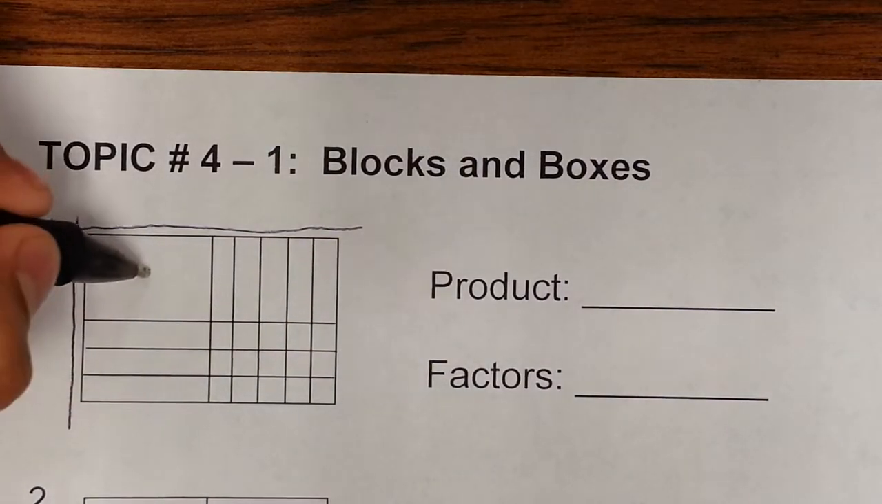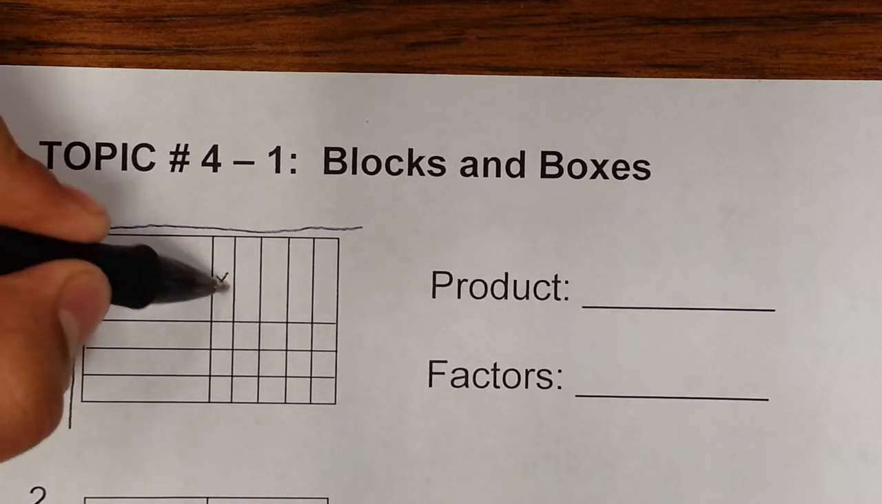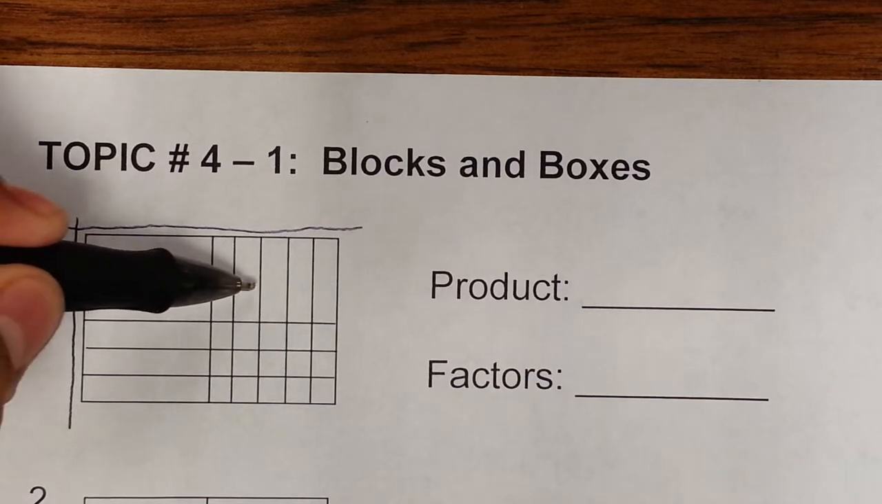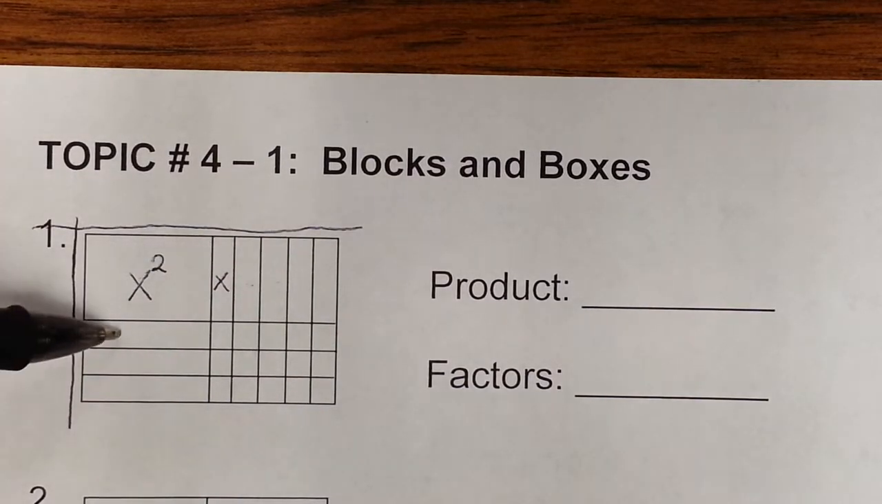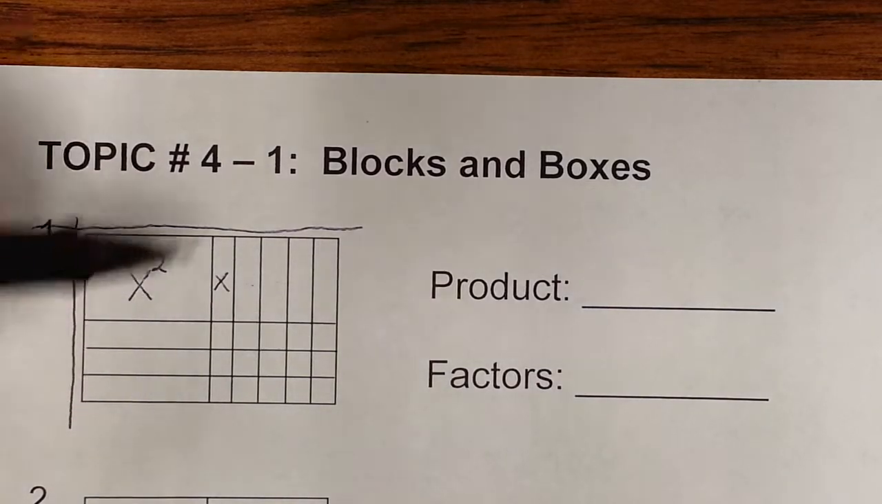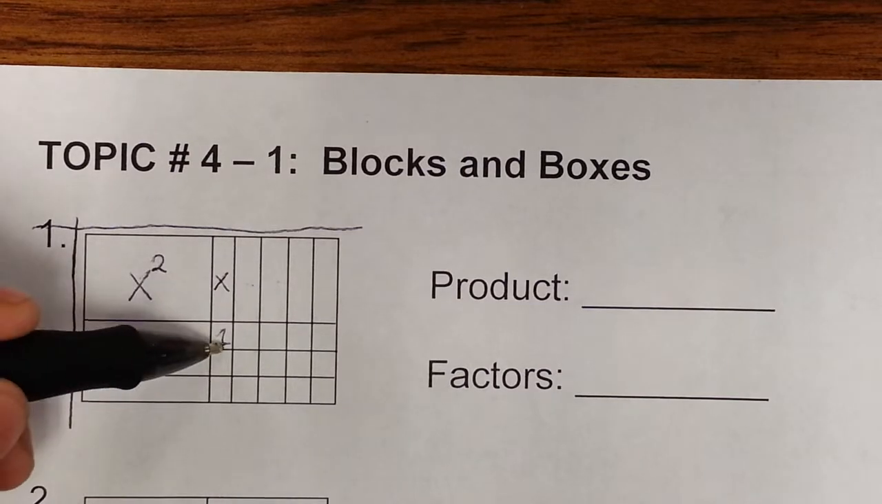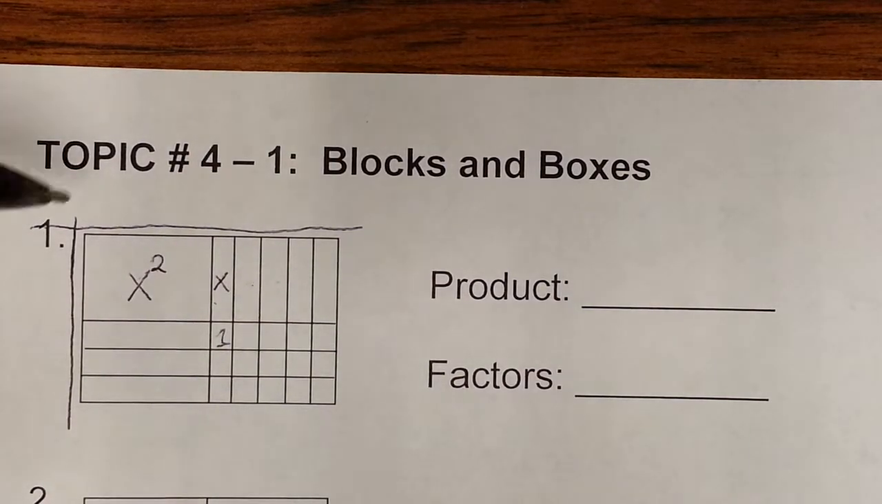This piece can be represented with an x squared. This piece can be represented with an x, along with the other pieces here, so this one's an x piece, this one's an x piece, this one's the next piece, this one's the next piece, and so on. And the same for these three pieces right here. These pieces can be represented with ones. They are our unit squares, these are our x rectangles, and these are our x squared units.